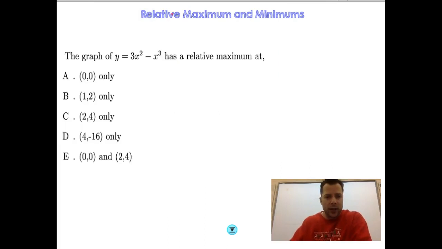Okay, so example 1, and these are all AP questions. The graph of y equals 3x squared minus x cubed has a relative max at what point? Okay, so what we really need to do is first find our derivative. So we're going to take y prime, and it's just a power rule, so it's not too bad. So this becomes 6x minus 3x squared.